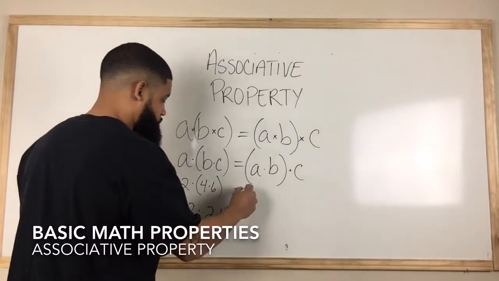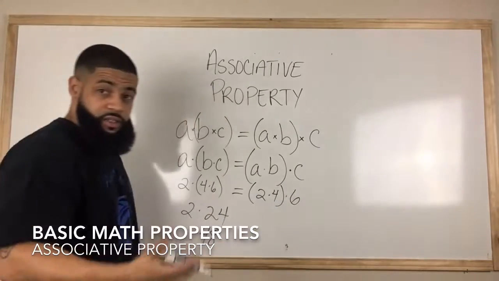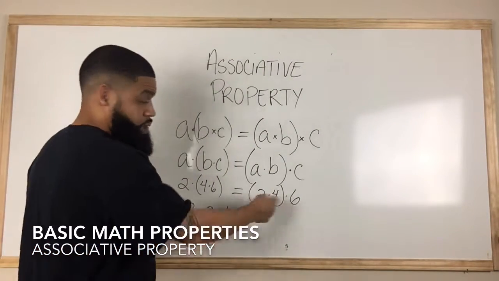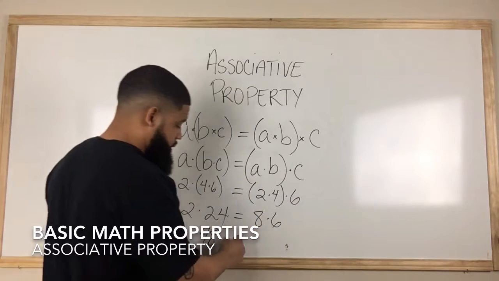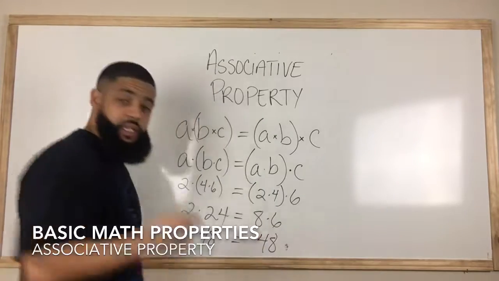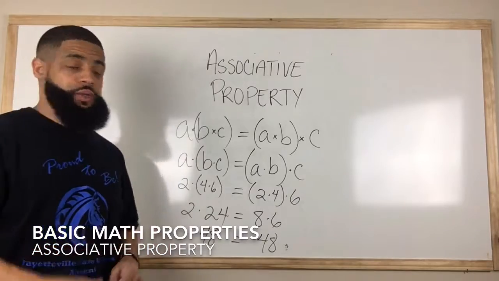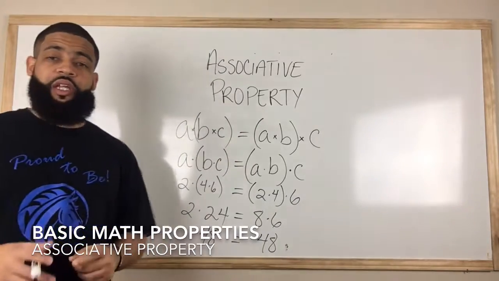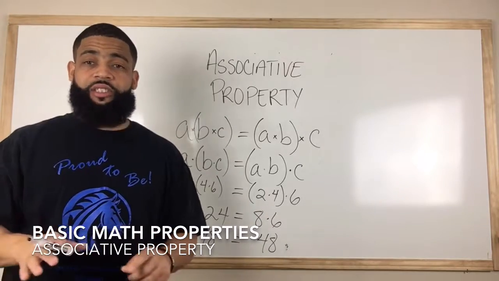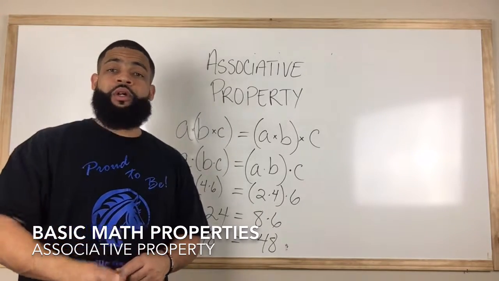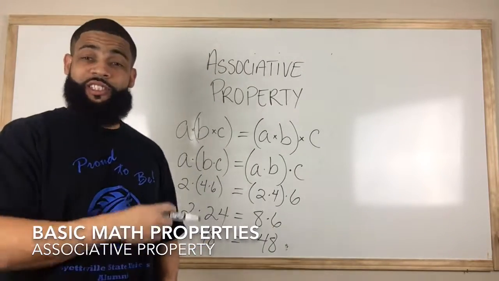So let's do this one. So we'll have 2 times 4 and then times 6, okay? Well, the product of 2 and 4 is going to be 8, so I have 8 times 6, and once again, 8 times 6 is also 48. So here we have the associative property of multiplication, which tells us that the order in which we group numbers that we're multiplying will not change the product of those numbers. The associative property of multiplication, as well as addition in the previous example.